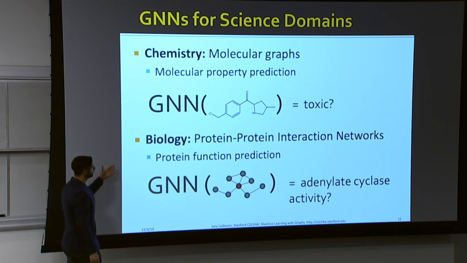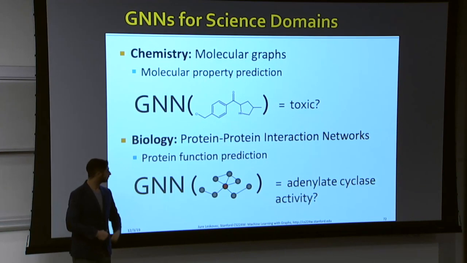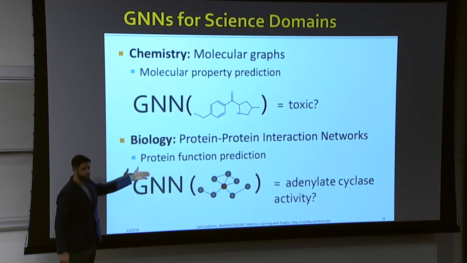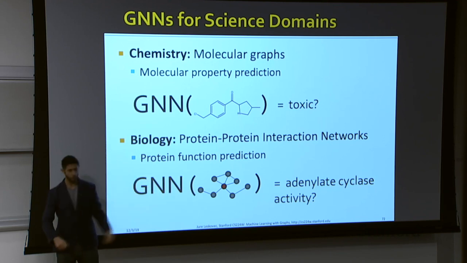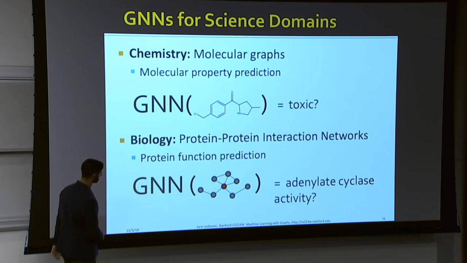Or in the case of biological networks, a very famous one is the protein-protein interaction networks. Then we give as an input the protein structure to a GNN, and we try to predict what's going to be the activity of that specific protein. So these are all new venues where GNNs are being applied with great success.